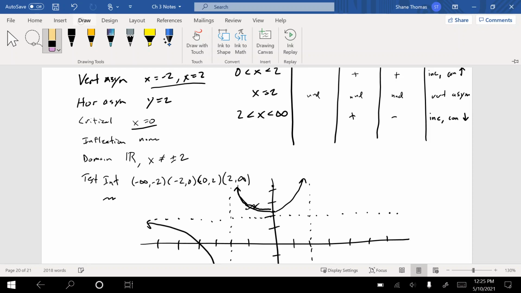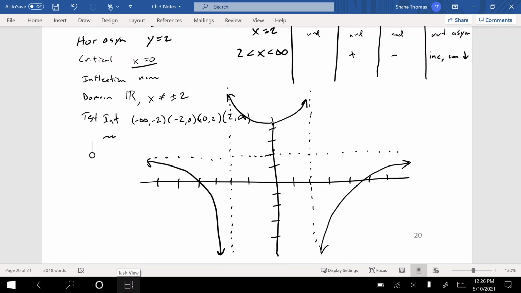Question. What does concave mean? It's whether it's facing up or down. This is concave down. Okay. This is concave up. Okay. Questions? Let's stop right there for today. We'll do one more tomorrow.